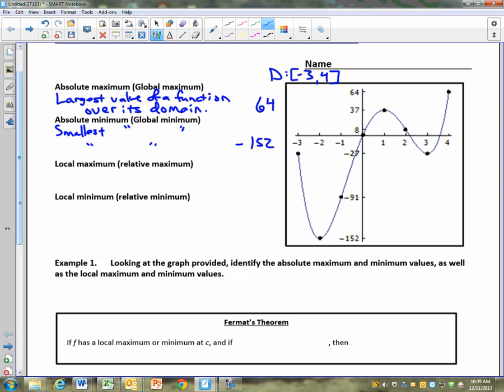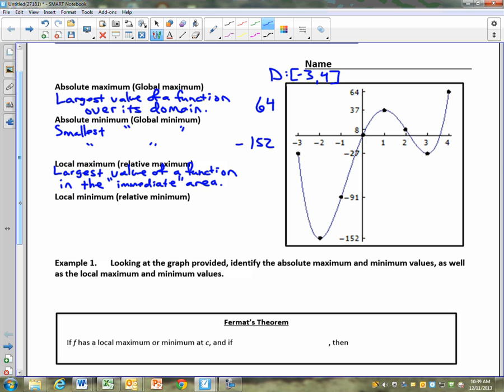Okay? Local maximum, or relative maximum, that is the largest value of a function in the immediate area. Calculus professors would hate if I wrote that, but it's all right. There's actual mathematical terminology that we'll use. We'll bring that up later on. Now today we're just going to use that as kind of a quick reference.